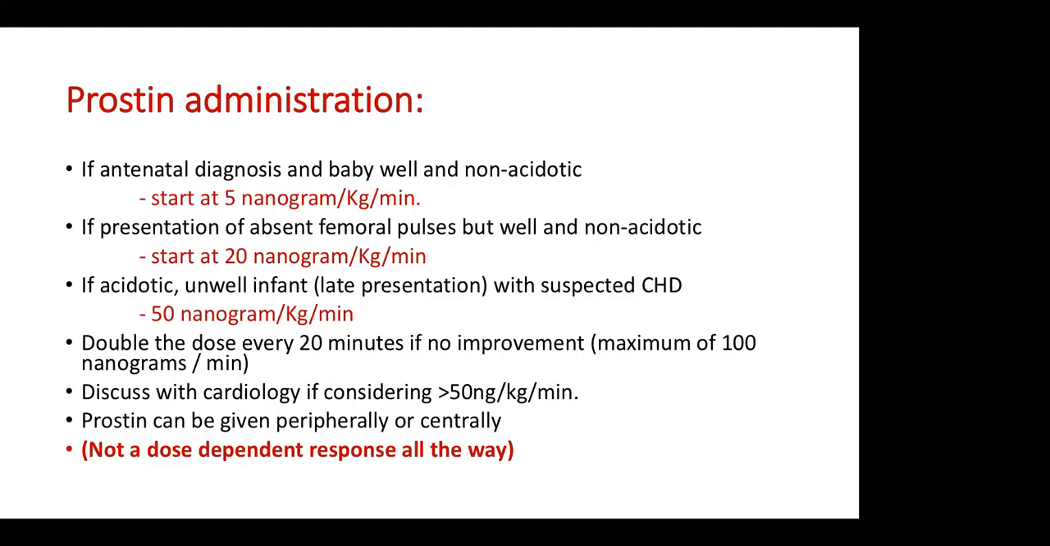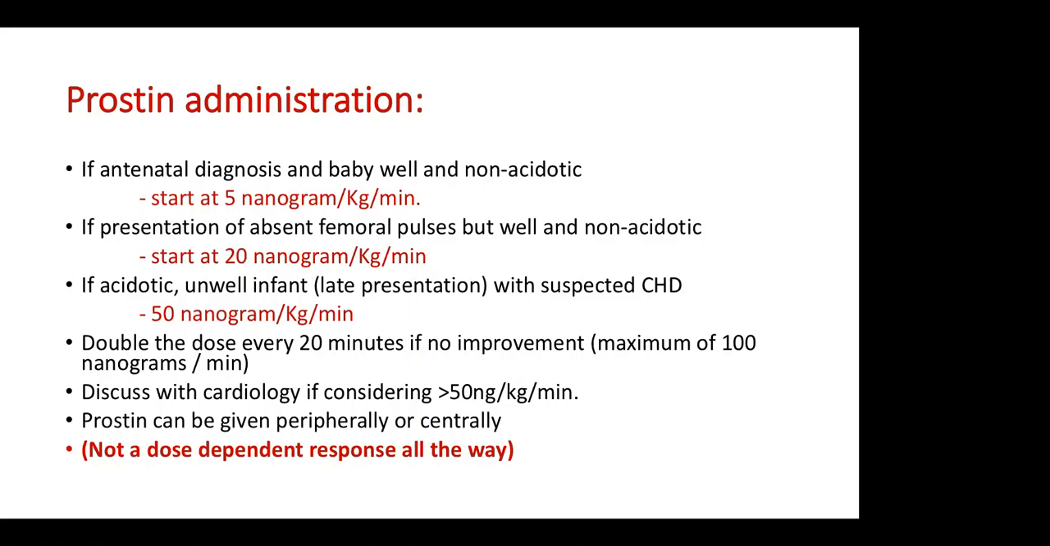So the most important part of this talk is the prostaglandin, because as you can see from the previous slide, it's a very important drug to save the life of those patients. So how much and when to start the prostaglandin? If you have a suspected congenital heart disease patient, or he's antenatally diagnosed, he is well and non-acidotic, you can start a small dose, which is 5 nanogram per kg per minute. If the baby presents to you with absent femoral pulses, like in case of coarctation, but he is well and non-acidotic, you might start 20 nanogram per kg per minute.